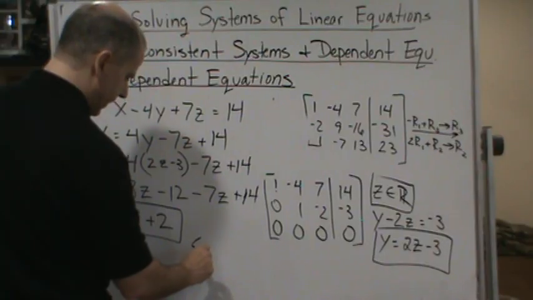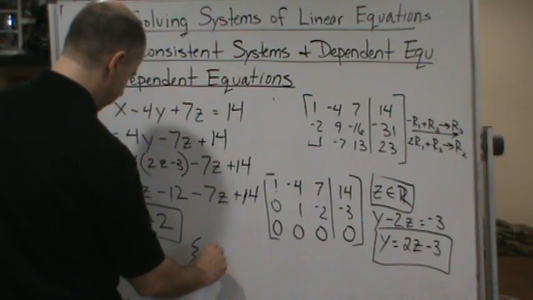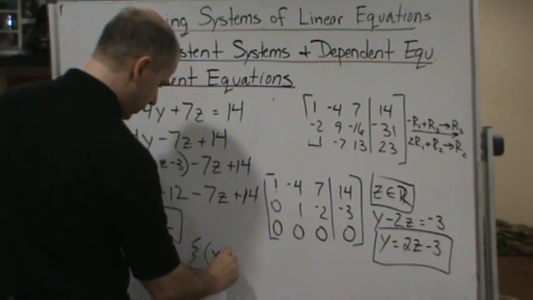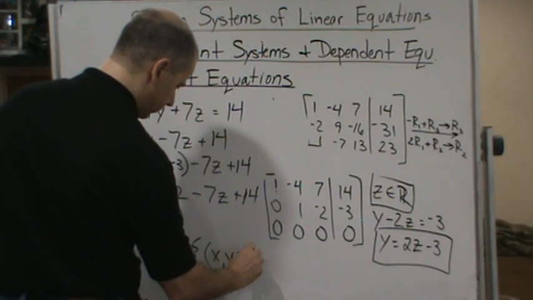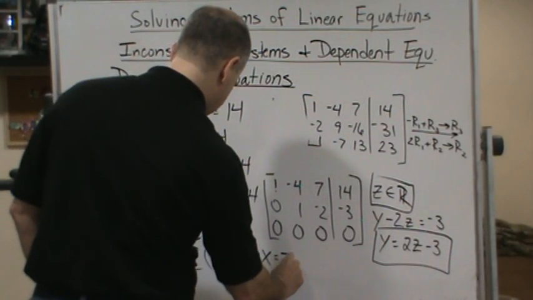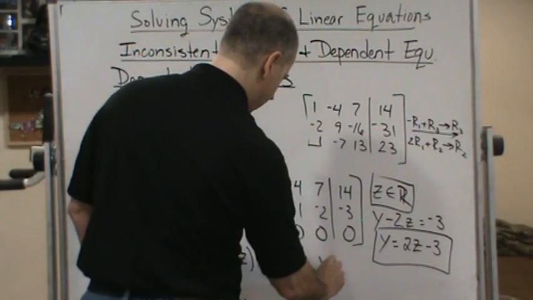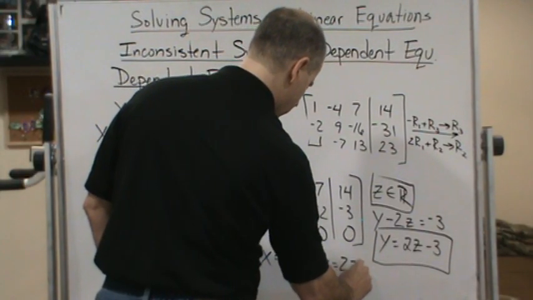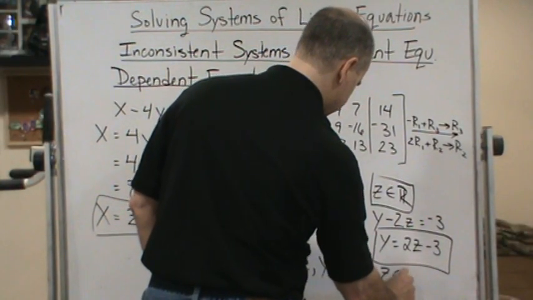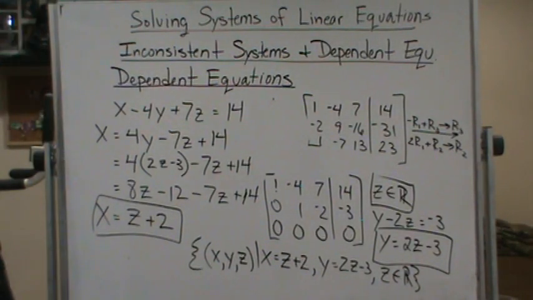So one way to write this is as set notation, right? So this would be the triple. It's an ordered triple where we have x, y, and z, such that x is equal to z plus 2, comma, y is equal to 2z minus 3, comma, and then z is any real number. That's one way to write it.